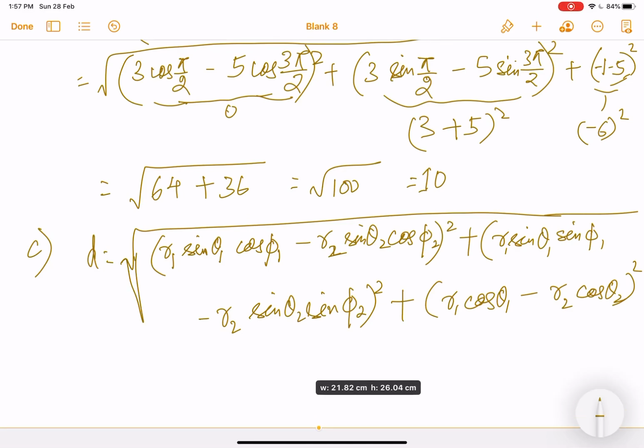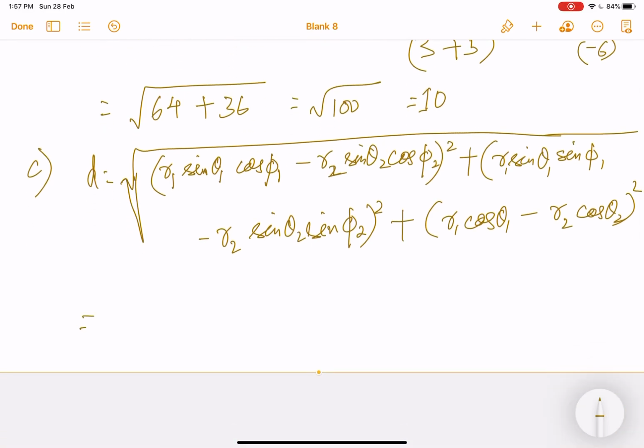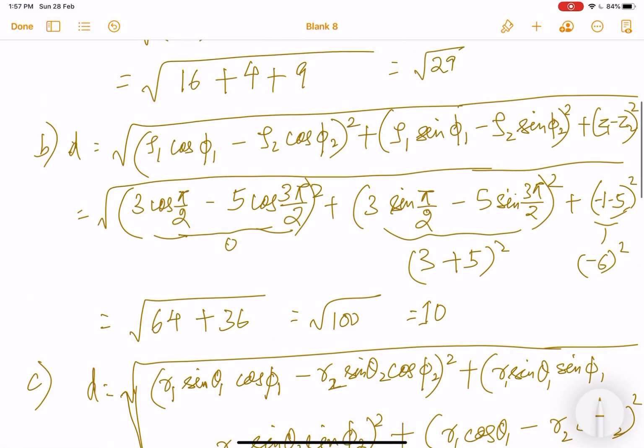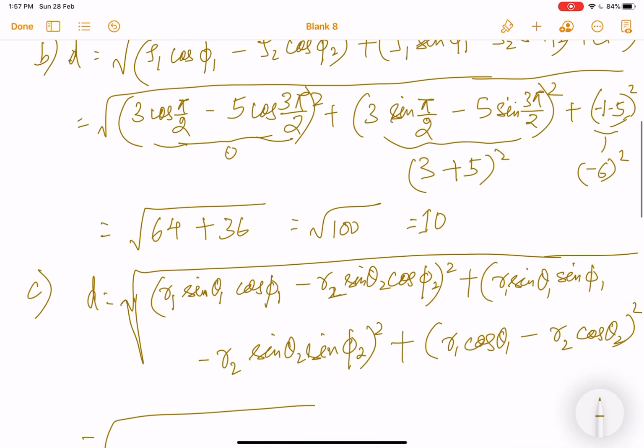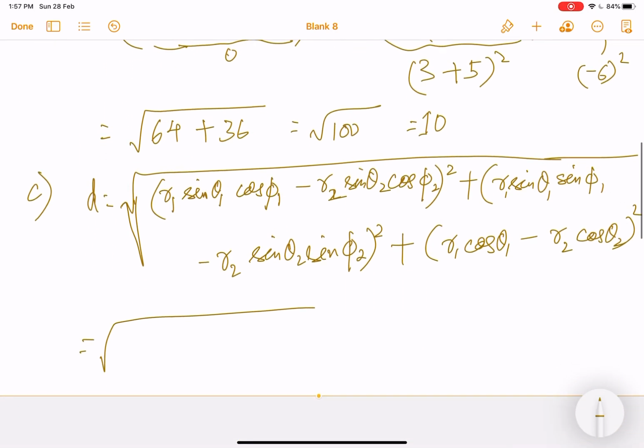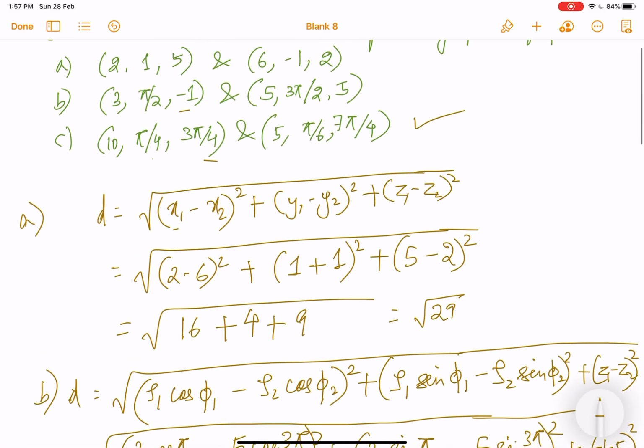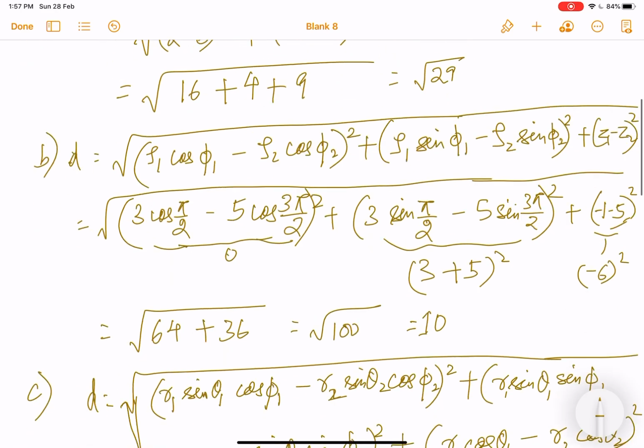Okay, then next let me just substitute the values. What is R1 given to us? R1 is 10. Okay, this is pi by 4. Pi by 4 is what, 45 degrees. This is 3 pi by 4, that is what, 135 degrees. Okay. So basically my R1 is 10. This is sine pi by 4. This is cos 3 pi by 4. Okay. R, theta, phi. Okay, this one is 10, not 4.